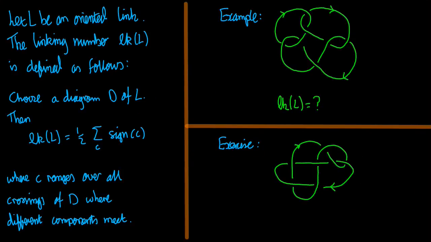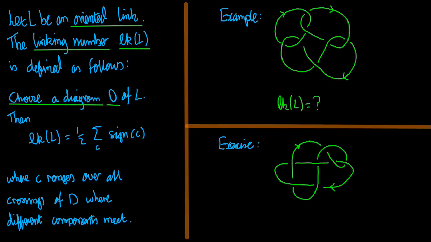So, here is the definition of the linking number. Let L be an oriented link. It has to be oriented, otherwise we can't do it. The linking number, which is written link L, is defined as follows. First, choose a diagram, call it D, of our link L.